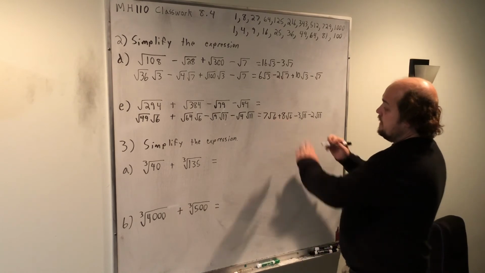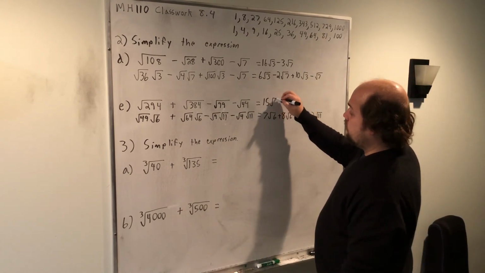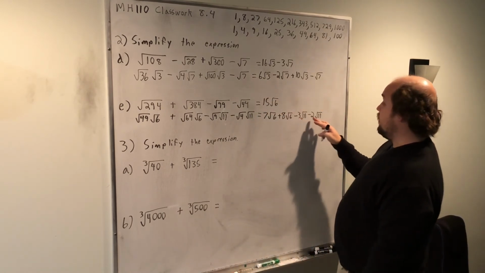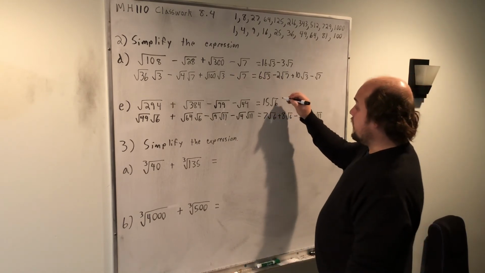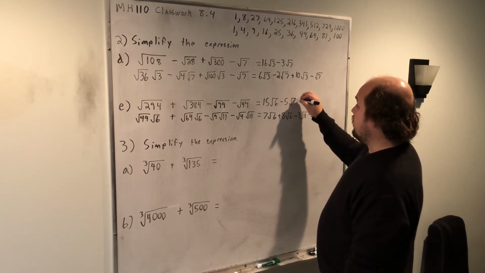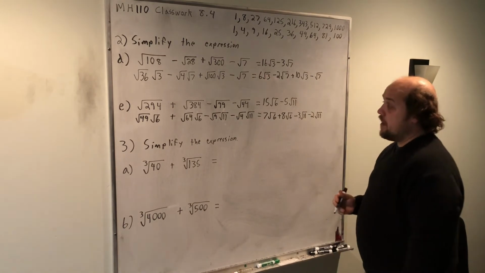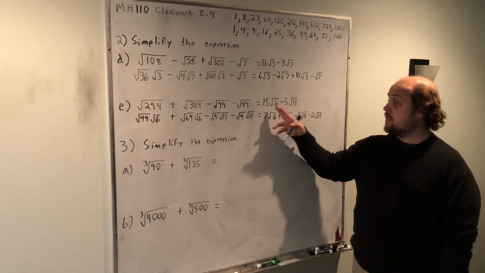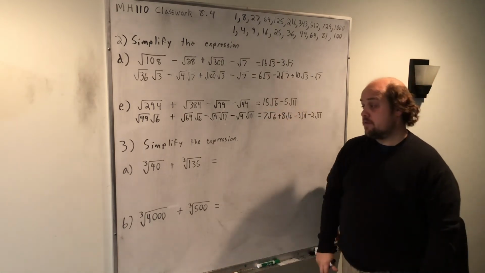7 plus 8 gives me a total of 15 root 6. Negative 3 and negative 2 combine to give me negative 5 root 11. So my final answer would be 15 root 6 minus 5 root 11.